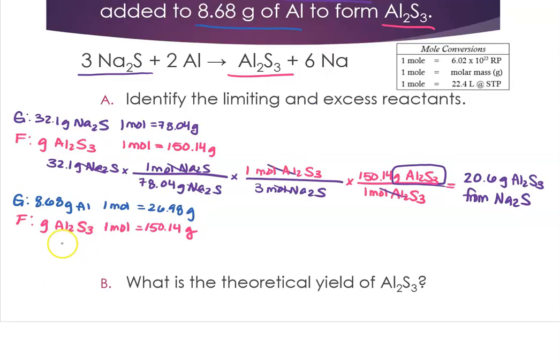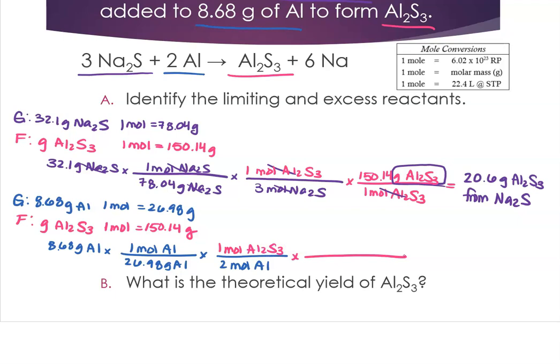All right, so I'm going to set up my problem. 8.68 grams of Al times molar mass on the bottom and 1 mole on top. Then I do my mole ratio. I have 2 moles of Al in my equation, and I already figured out that I have 1 mole of Al2S3.